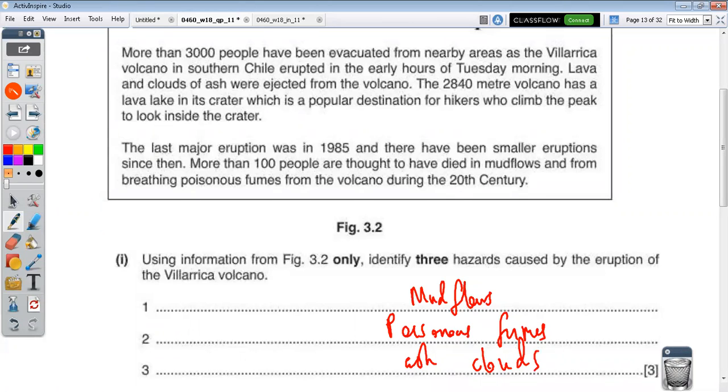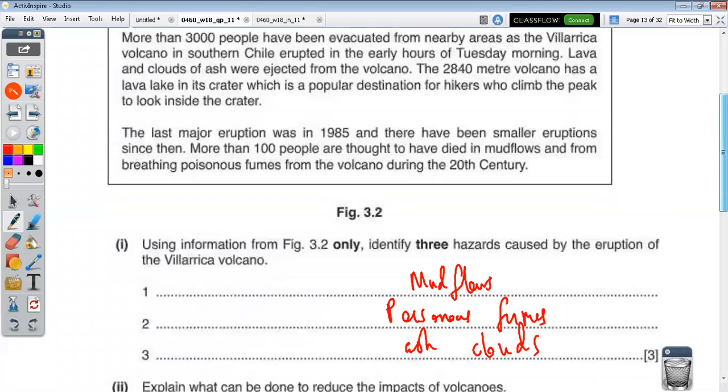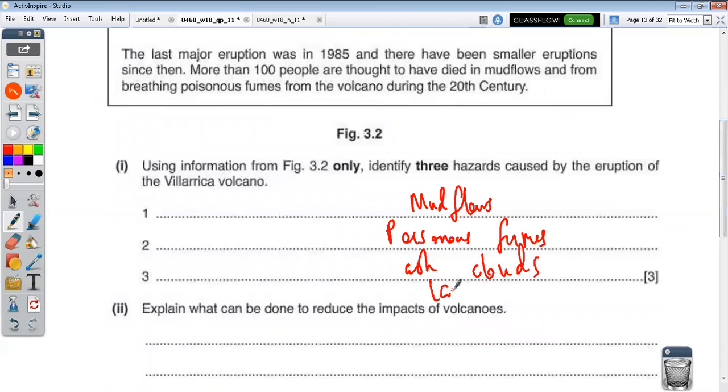From the paragraph. So wouldn't it be the ejecting of projectiles? No. We're talking about a hazard here, to the environment or to people. What's the hazard? Is it the lava lake? Lava, yes. Lava itself is a hazard. It's very hot. Lava there.